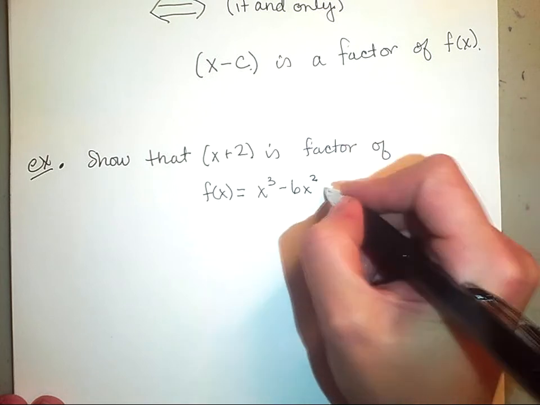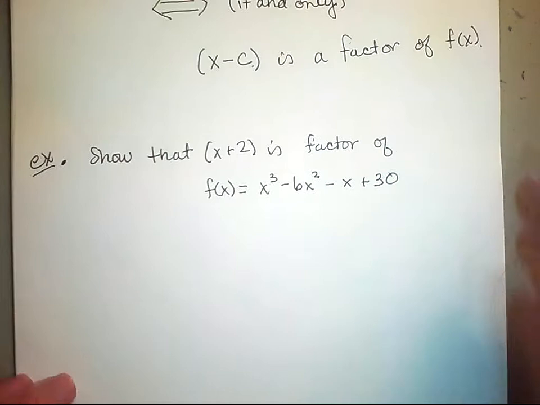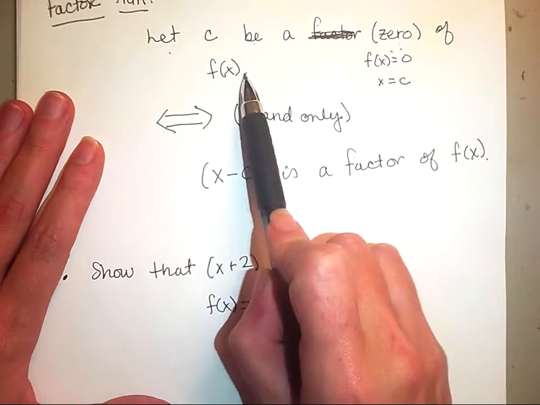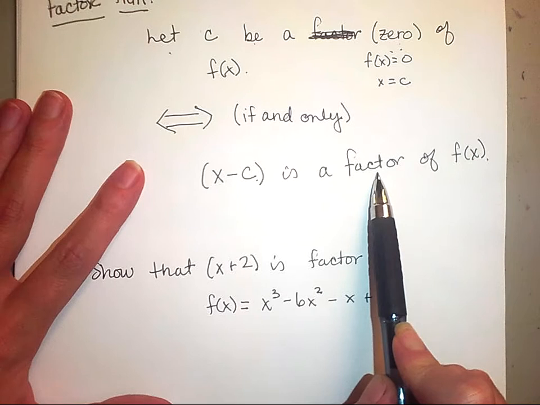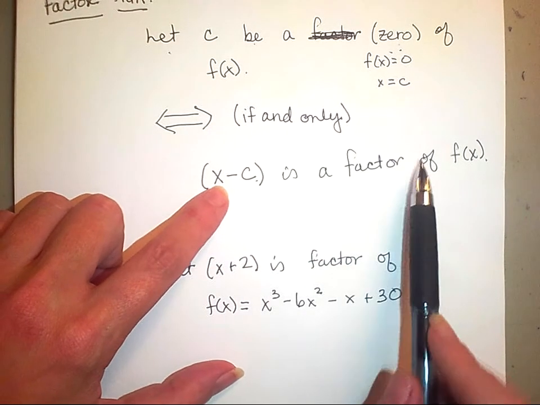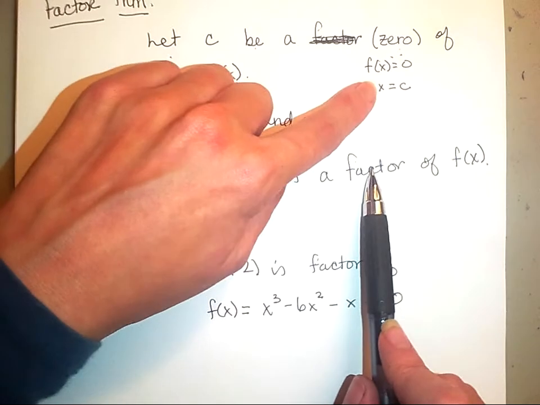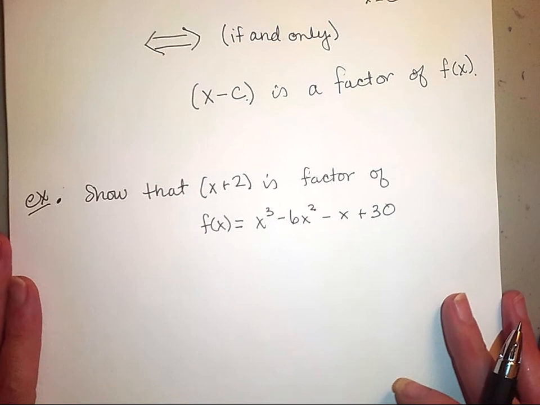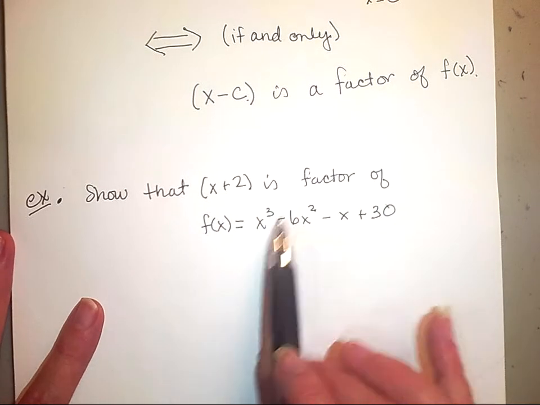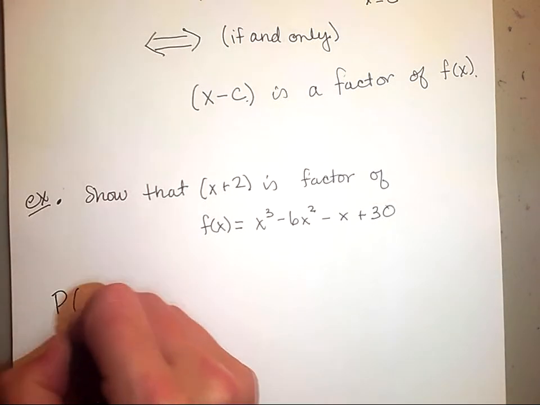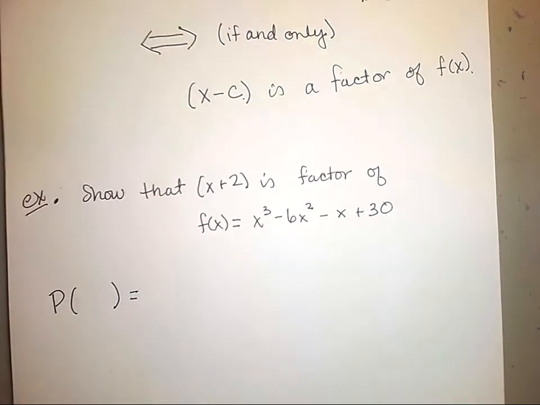Okay. I also said I was going to explain this if and only if. Okay. So if c is a zero of this function, then x minus c is a factor. We can just get that directly. Or if we find out that x minus c is a factor of the function, then we can automatically say c will solve this equation, okay, where the function equals 0. Okay. So how are we going to show that x plus 2 is a factor of this? Well, if we use the remainder theorem, okay, and we take the polynomial and evaluate it, now if we get a remainder of 0, then x plus 2 would be a factor.